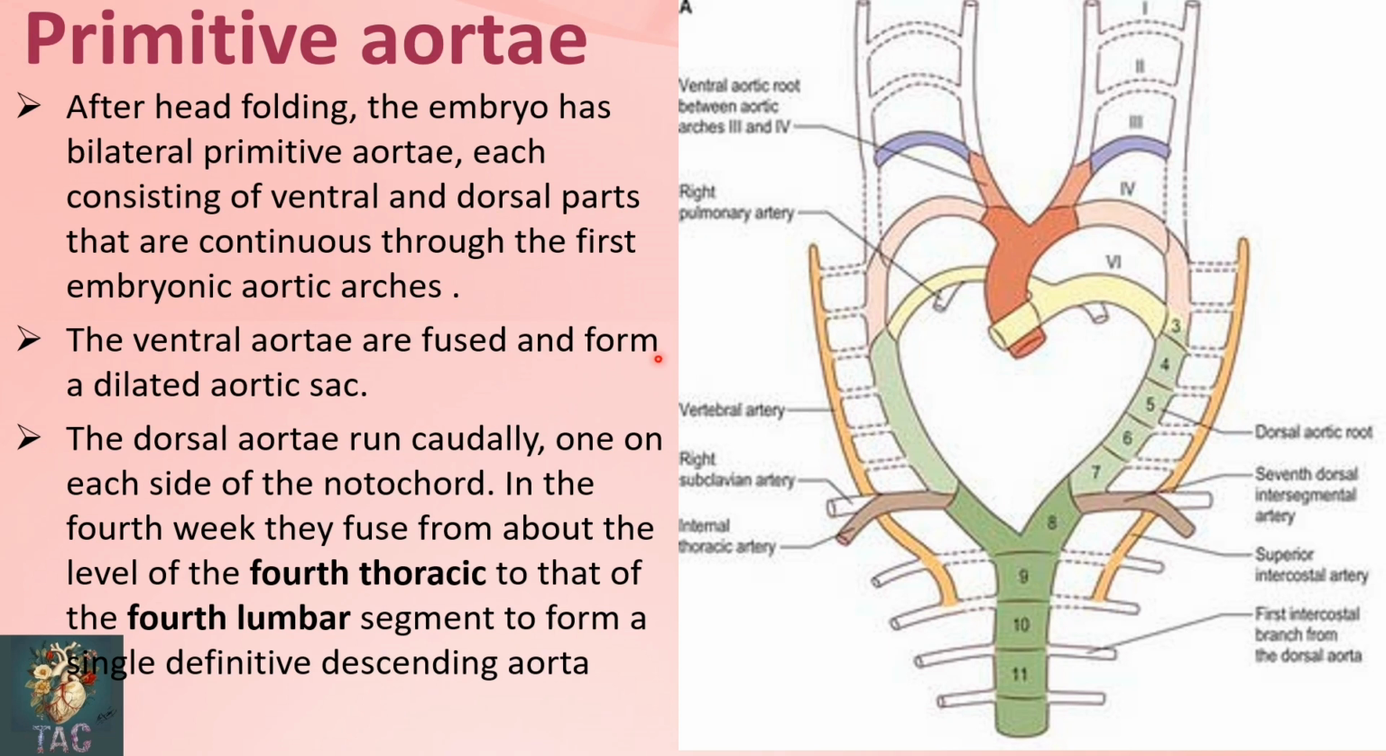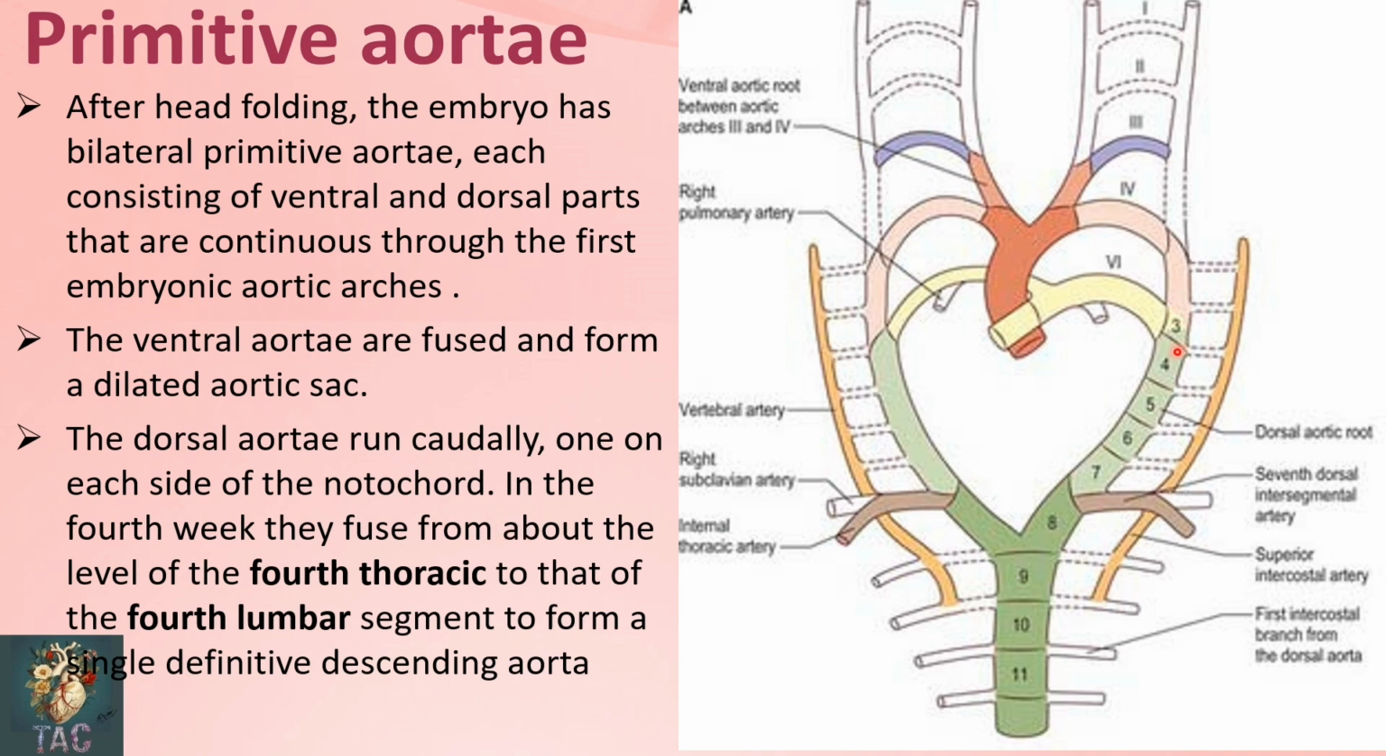The ventral aortae are fused and form the dilated aortic sac. So in this area you can see the ventral aortae are fused over here and they are forming the dilated aortic sac. The dorsal aortae run caudally, one on each side of the notochord.